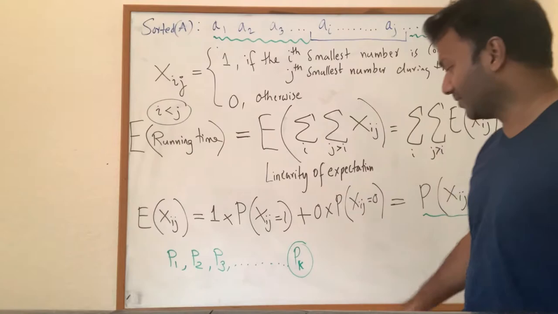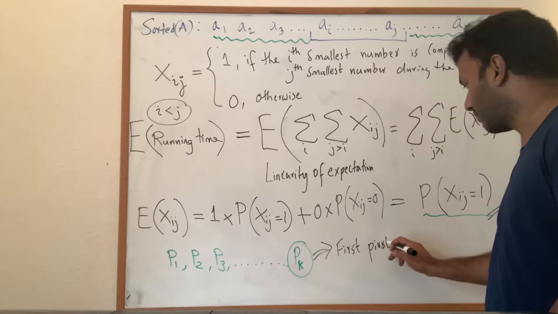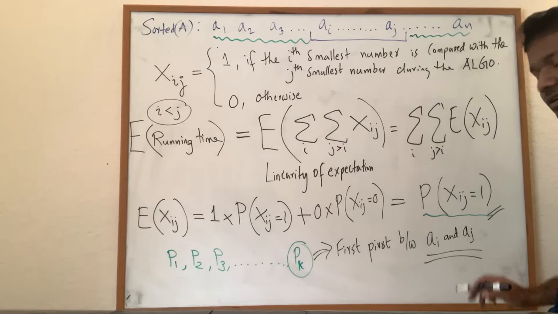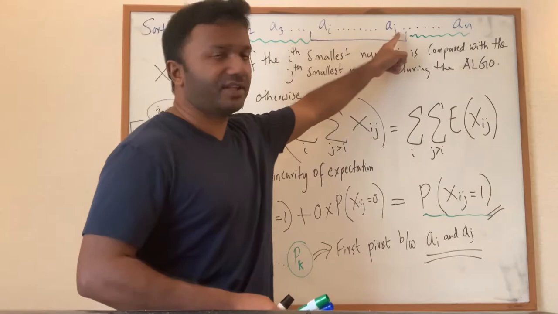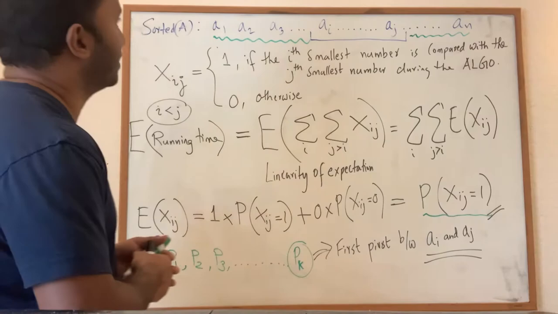So Pk is the first pivot between Ai and Aj. Be very careful: Pk is the first pivot which falls between these two numbers. It could be this number, it could be this number, or anything between. But this is the first time this is happening. So now I want you to have a careful look. What is going to really happen?